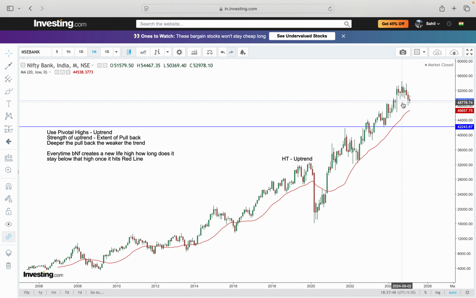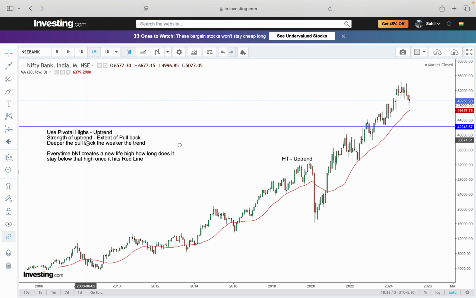So we should expect in Q2 of the next financial year, as per this hypothesis, that Bank Nifty should be ready to completely take out this previous high of 54,450. Now, does it mean that the 20 period is the only useful moving average? My response to that is no. You could choose any moving average, but you will have to stick to it.